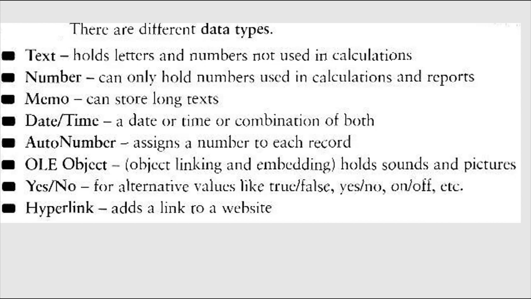Text holds letters and numbers not used in calculations. Number can only hold numbers used in calculations and reports. Memo can store long texts. Date/Time: a date or time or combination of both. AutoNumber assigns a number to each record. OLE Object, object linking and embedding, holds sounds and pictures. Yes/No for alternative values like true, false, yes, no, on, off, etc. Hyperlink adds a link to a website.